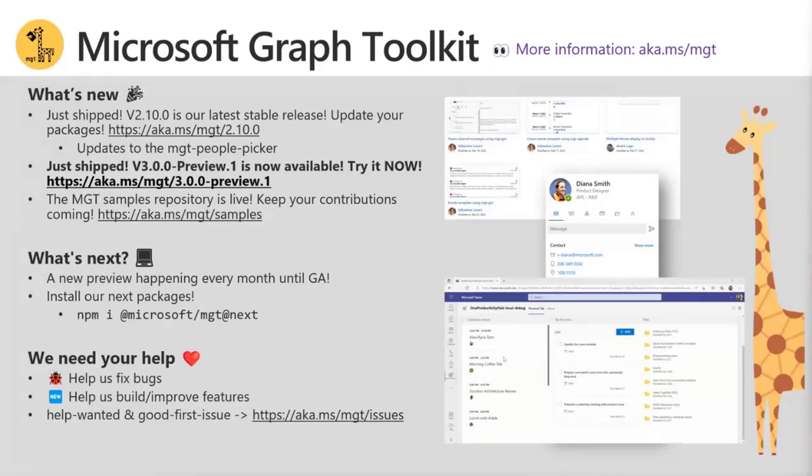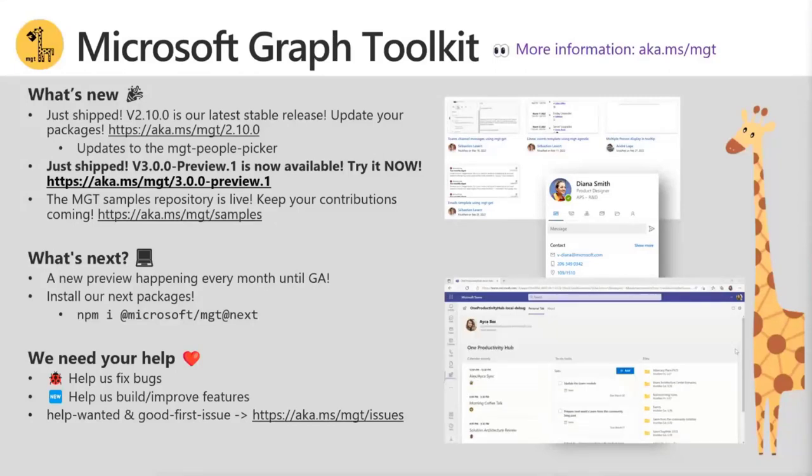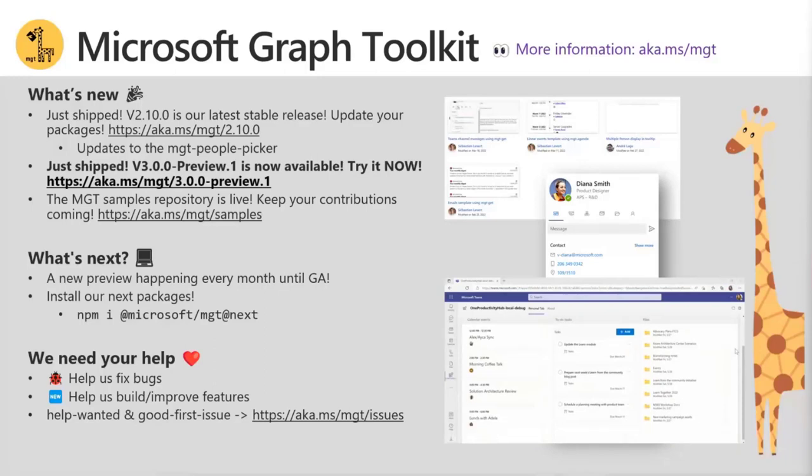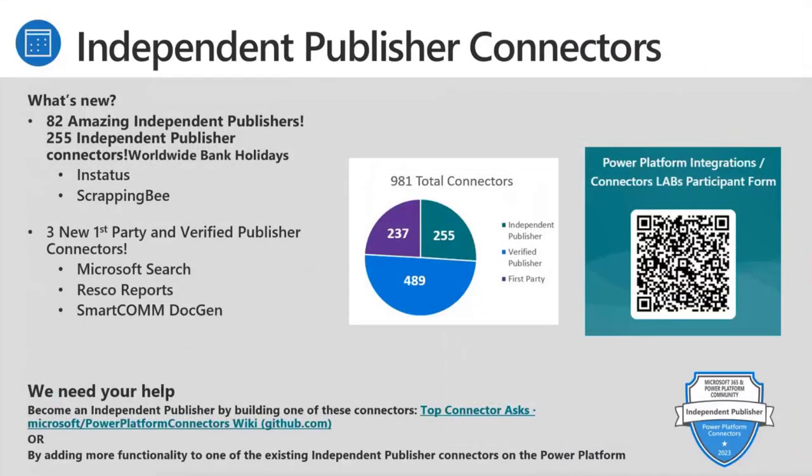Yeah, we've got our samples repository growing. We've even got our first community contribution in terms of an end-to-end component in review at the moment. So Graph Toolkit keeps rolling. Thank you. Awesome. Awesome. Thanks, Gavin, for the update. Great to have you on the call. Let's move over to Joss on Independent Publisher Connectors.